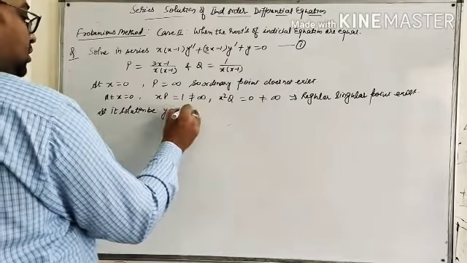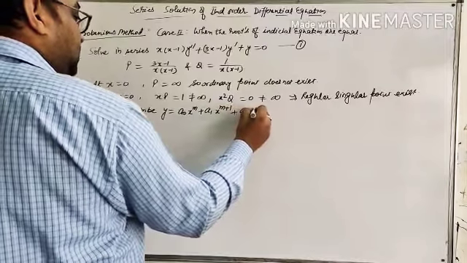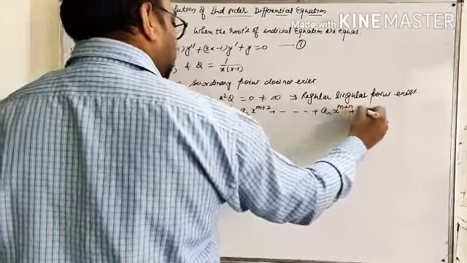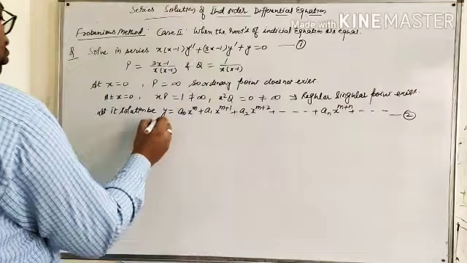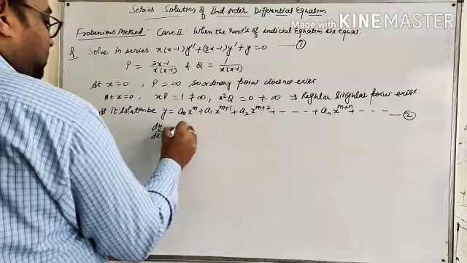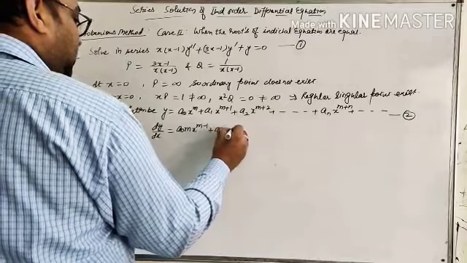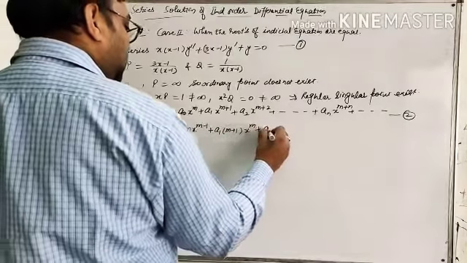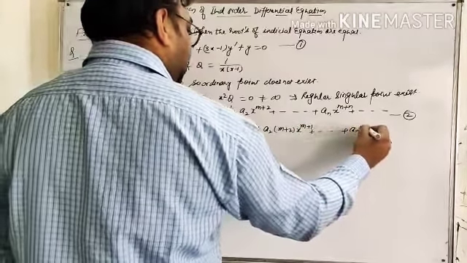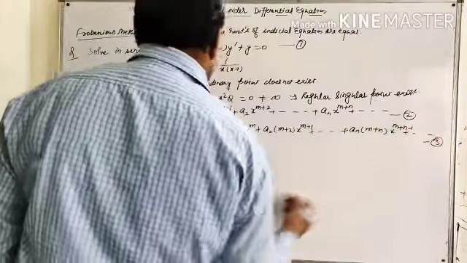So applying the Frobenius method, let its solution be y equals to a naught x raised to power m plus a1 x raised to power m plus 1 plus a2 x raised to power m plus 2, plus an x raised to power m plus n, and so on. Let it be equation number 2. Now find dy over dx and d2y over dx square. So dy over dx is equals to a naught m x raised to power m minus 1 plus a1 (m plus 1) x raised to power m plus a2 (m plus 2) x raised to power m plus 1 plus an (m plus n) x raised to power m plus n minus 1, and so on. Let it be equation number 3.